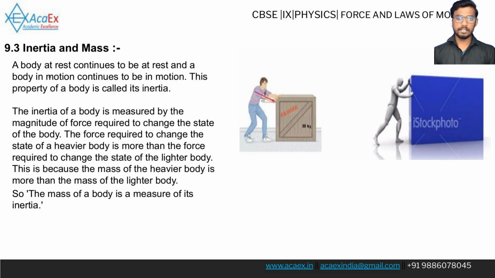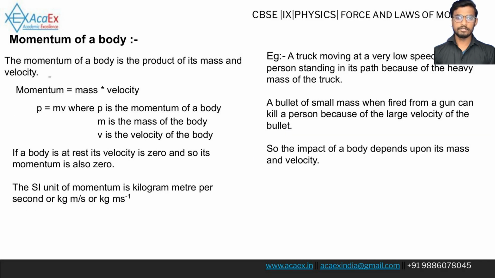Inertia and mass. Inertia is the property of a body to resist change in its state. The force required to change the state of a heavier body is more. Mass is a measure of inertia. Momentum equals mass times velocity, p equals mv. If a body is at rest, momentum is zero. Unit: kilogram meter per second. Example: a slow-moving truck can cause damage due to its large mass. A small bullet can cause damage due to its high velocity. Impact depends on mass and velocity.